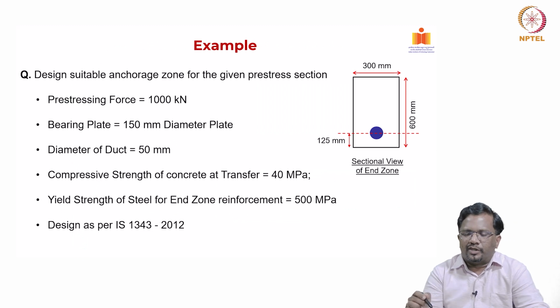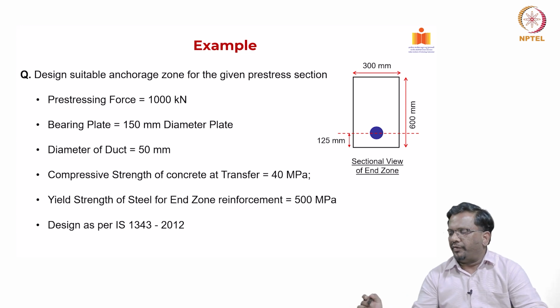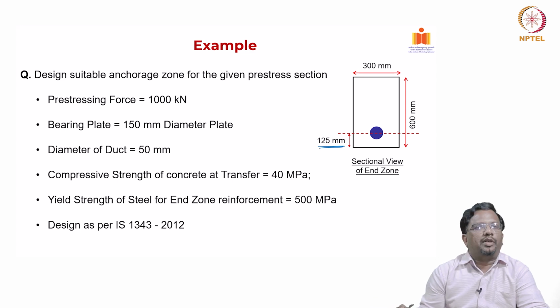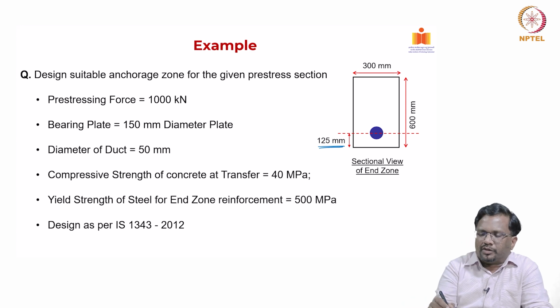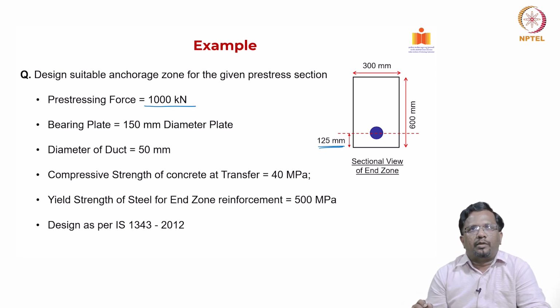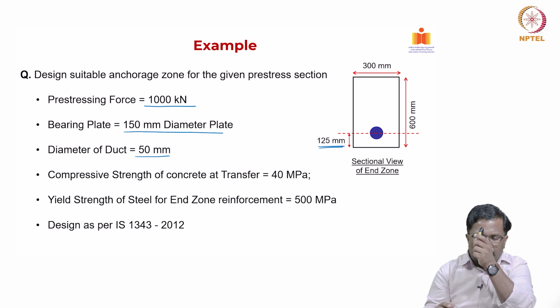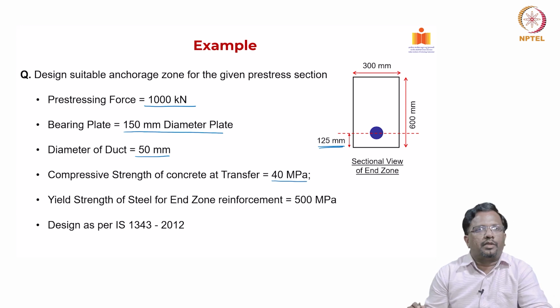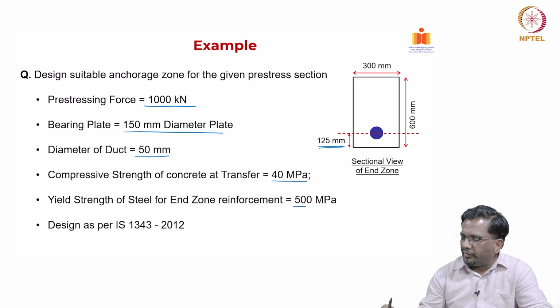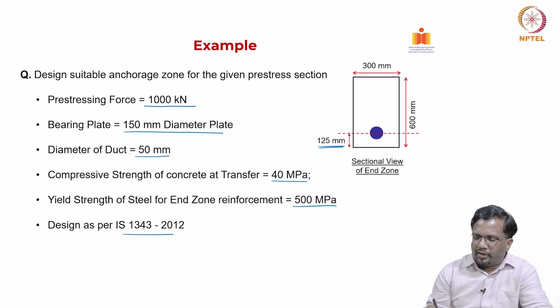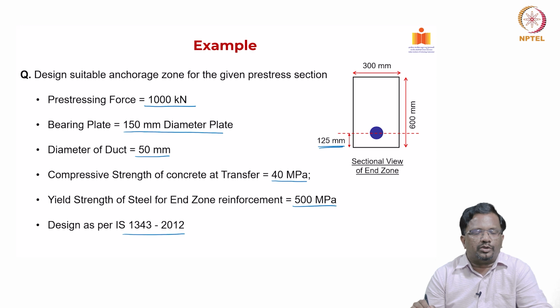Okay. Now, let us go through an example and see how do we take care of this. Okay. So, let us say we have a 300 mm by 600 mm section, and I have a prestressing cable at a distance of 125 millimeter, and this is your effective cover, and the prestressing force is 1000 kilonewton, and my bearing plate I am taking as a 150 mm diameter plate. The diameter of the duct is 50 millimeter, and compressive strength of the concrete at transfer is 40 megapascal, and yield strength of the steel is taken as 500 megapascal, and design is going to be as per IS 1343/2012.